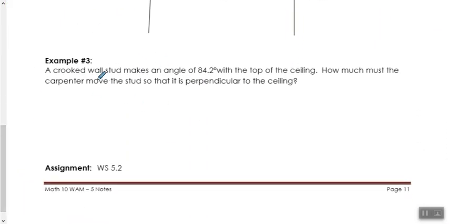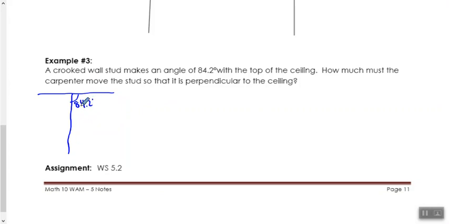Okay, last example. We have a crooked wall stud that makes an angle of 84.2 degrees with the top of a ceiling. How much must the carpenter move the stud so that it's perpendicular to the ceiling? So if I take a look, talking about the ceiling and this stud, that are apparently straight, but I cannot draw them like that. Okay, so this stud makes an angle of 84.2 degrees with the ceiling. Let's say we kind of already have it in the ceiling and we're going to move the bottom of the stud over either left or right, depending on how much I need to move this.